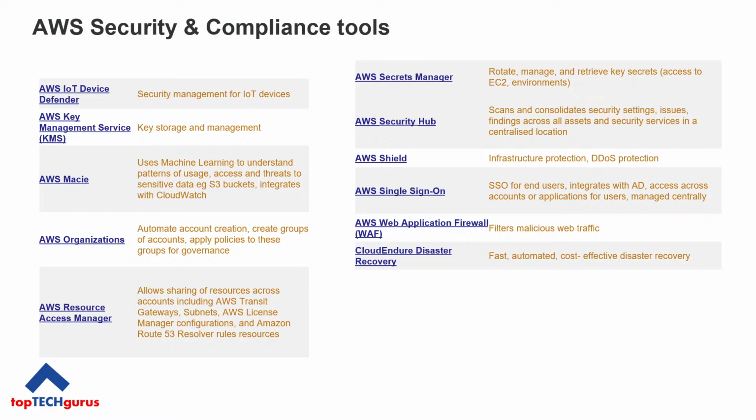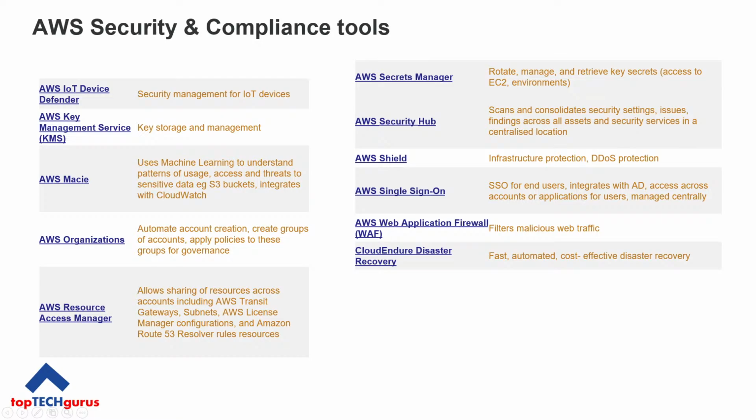AWS Resource Access Manager. This is a very easy system where you could share your resources, including AWS transit gateways, subnets, license manager configurations, and Route 53 resolver rules. This is useful when you have multiple accounts, or you're working with a business partner who needs access to certain things. You can build a subnet along with your partner, not only within your AWS account, but your partner also could have access to some parts of the subnet. So that can be done. That is AWS Resource Access Manager.